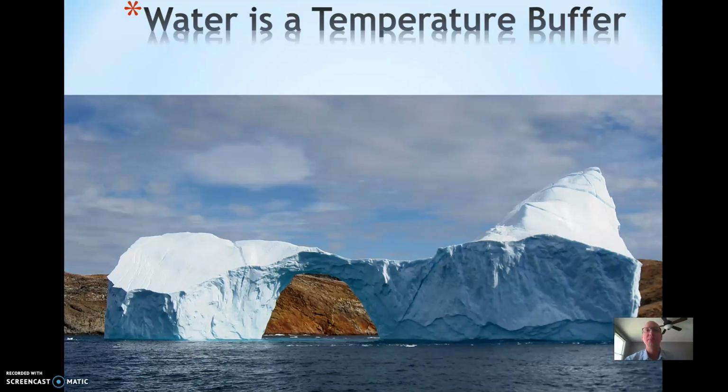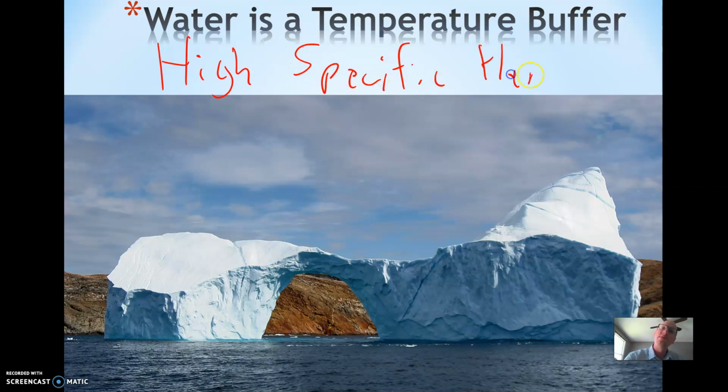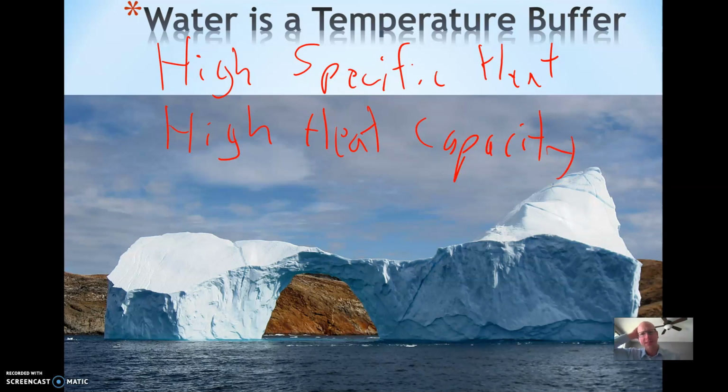Water is also a temperature buffer. Here you can see this glacier sitting in this water, and it's not melting right away. Water has a high specific heat and high heat capacity. What does that mean? High specific heat means it takes a lot of energy to raise the temperature of water. It's not easy to do.